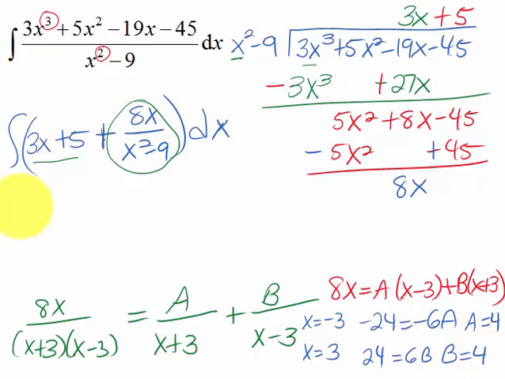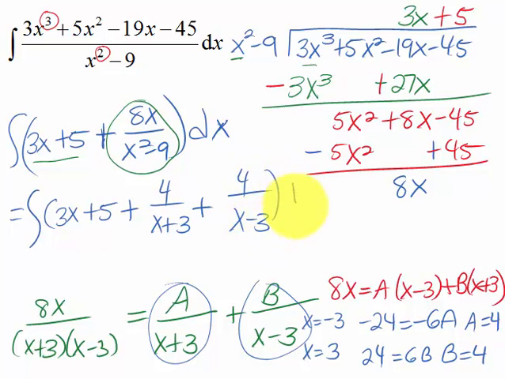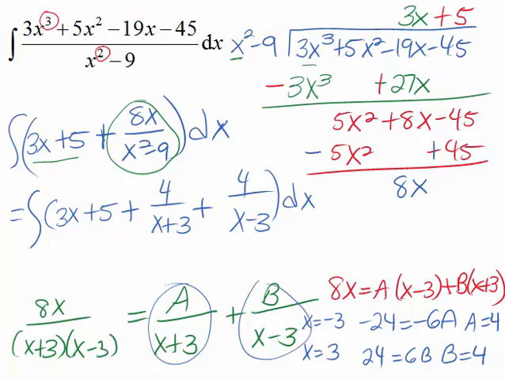So coming back up to my integral, this is the integral of 3x plus 5 plus, putting A over x plus 3, and A was 4, so 4 over x plus 3 plus 4 over, here's my B one, x minus 3 dx. So now I can simply integrate each term, and I've got my solution.